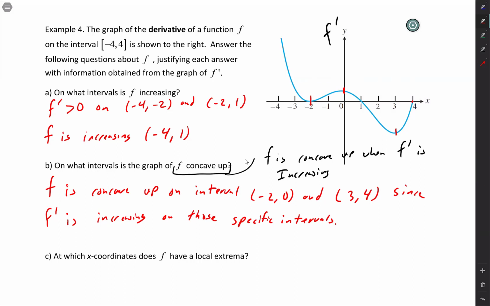If you would have mentioned f prime prime, you could have. But instead of saying f prime prime is increasing, you would have said f prime prime is positive. Which one's the better answer? Because we have the graph of f prime, this is a better answer. No, both will be counted right because you're stating facts.